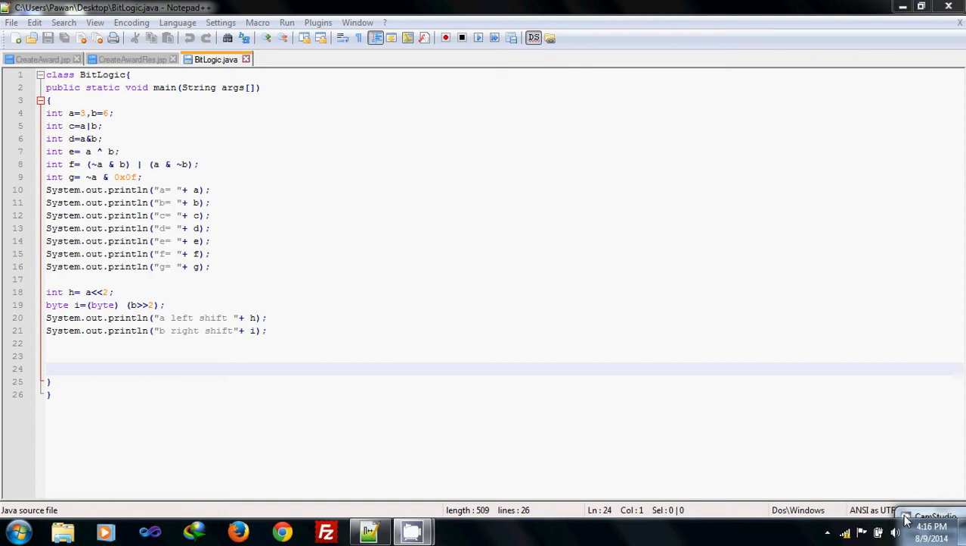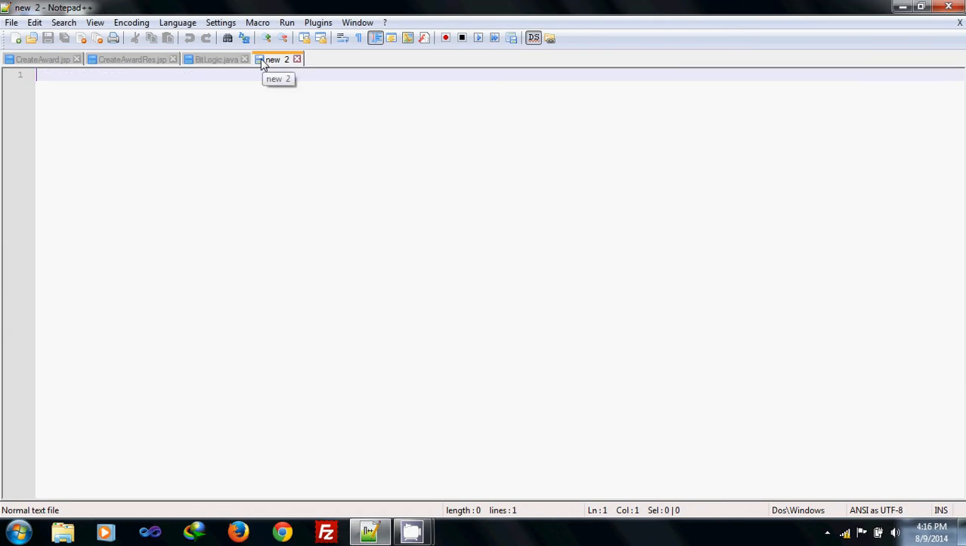What is bit logic? Whatever you do in your program is in a high-level language, but when it is being processed, it becomes bits. So that we call a bitwise operator.